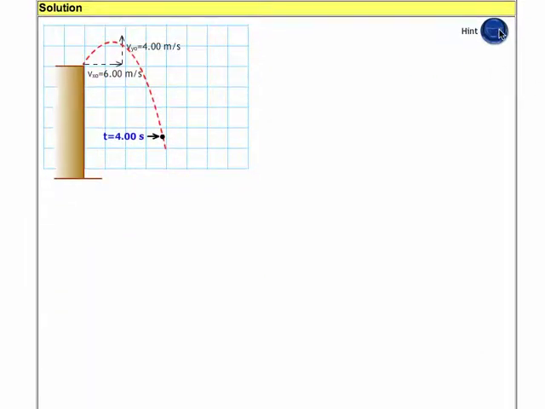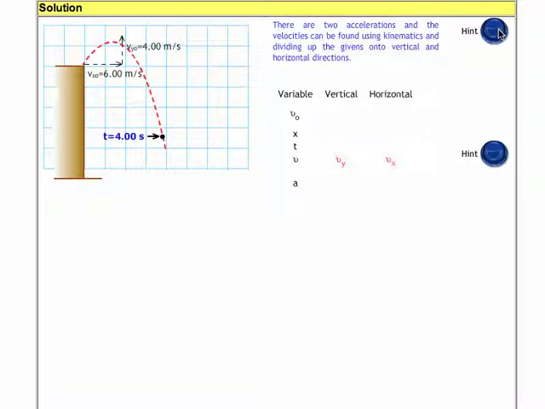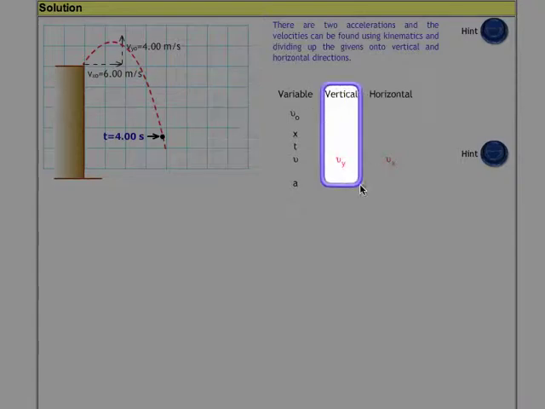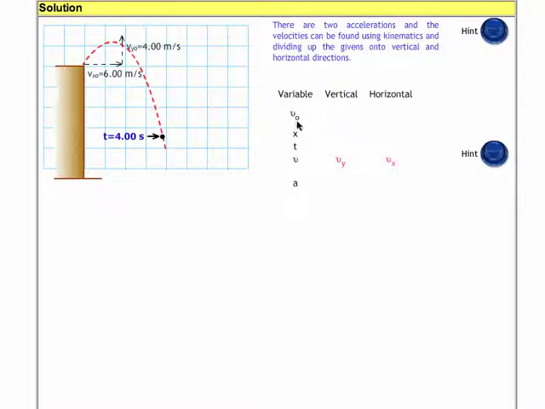So here are my givens. The first thing I'll do is list my table of givens. I have two lists this time. I've got a vertical list over here, and a horizontal list right here. And then I've also got my variables, V0, V, T, A, and so on.